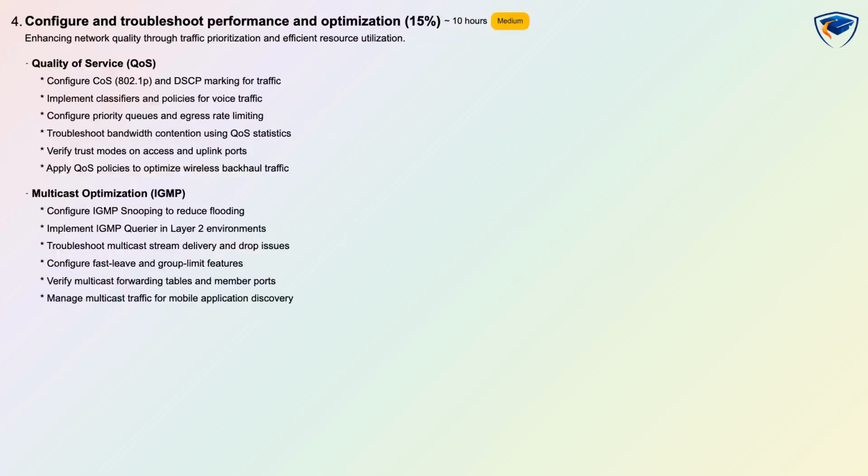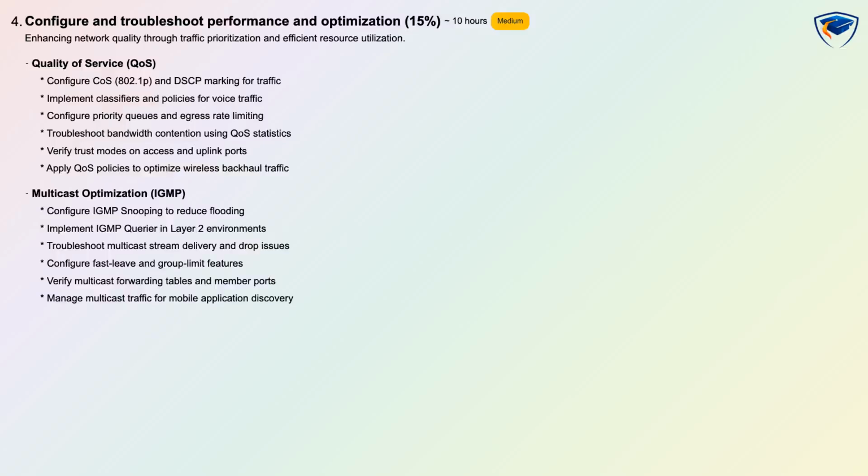The fourth domain is configure and troubleshoot performance and optimization, weighted at 15%, marked medium. With an estimated 10 hours of study and a mix of conceptual and scenario assessments, you will configure quality of service including 802.1p CoS and DSCP marking, implement classifiers and policies for voice traffic, and apply priority queues and egress rate limiting to manage congestion.